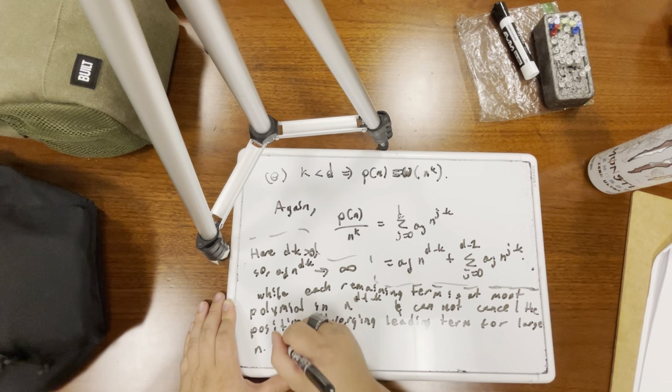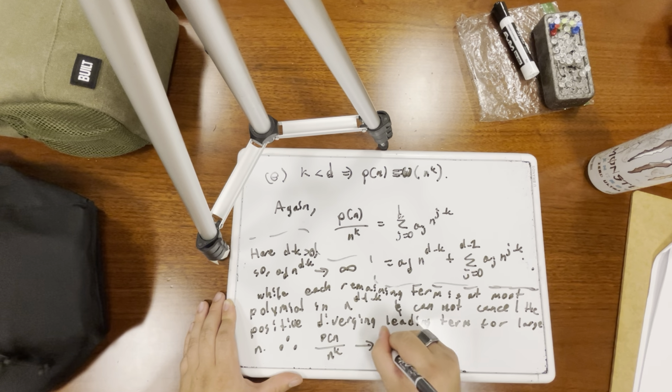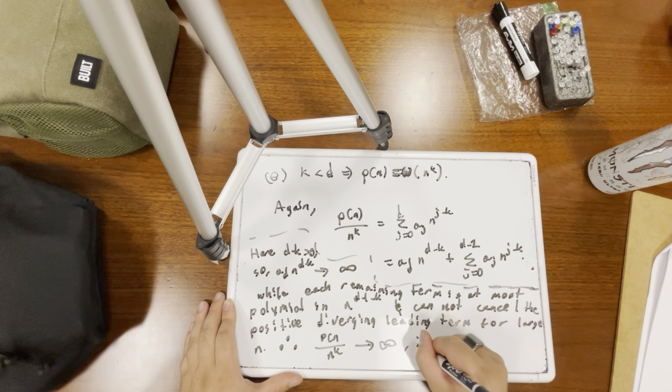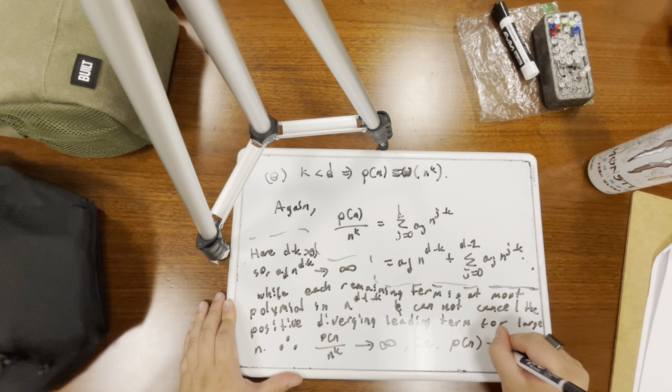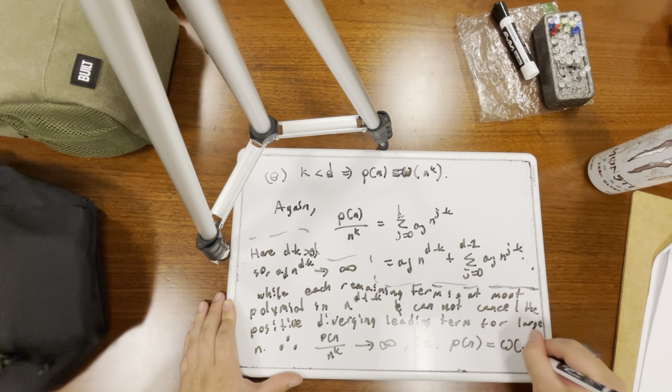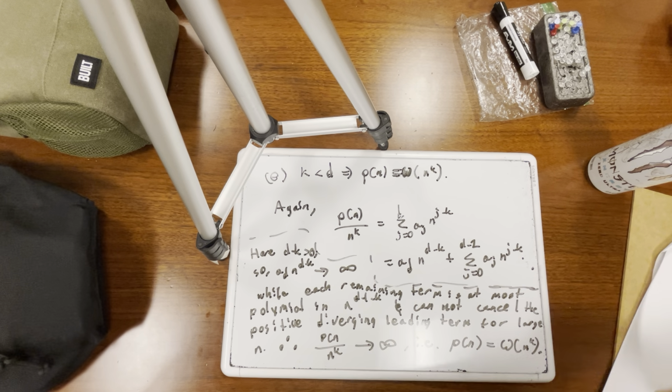Therefore, P of n over n to the k goes to infinity. That is to say, P of n is equal to little omega of n to the k. Very good. On to the next one.